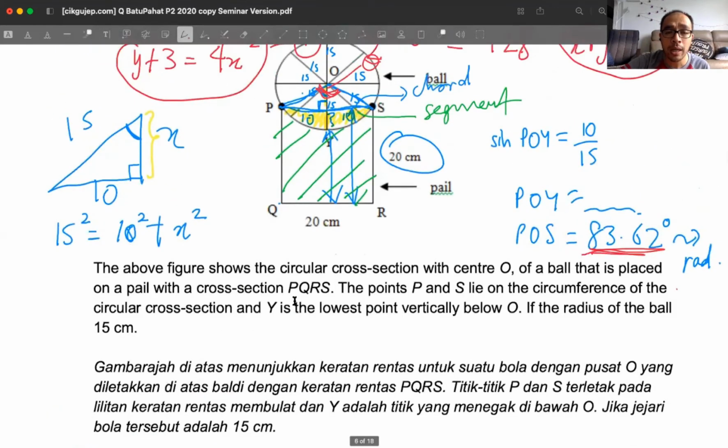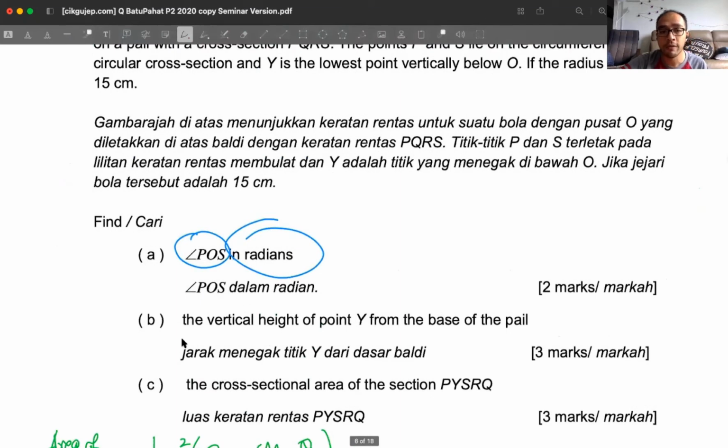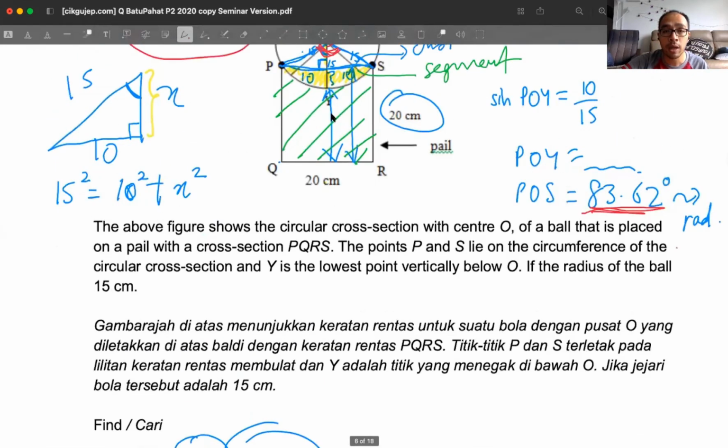We didn't even use the answer from question A for question B. You can actually answer question B without even answering question A, because we're only using Pythagoras theorem, then subtract 15, subtract 20. That's it.